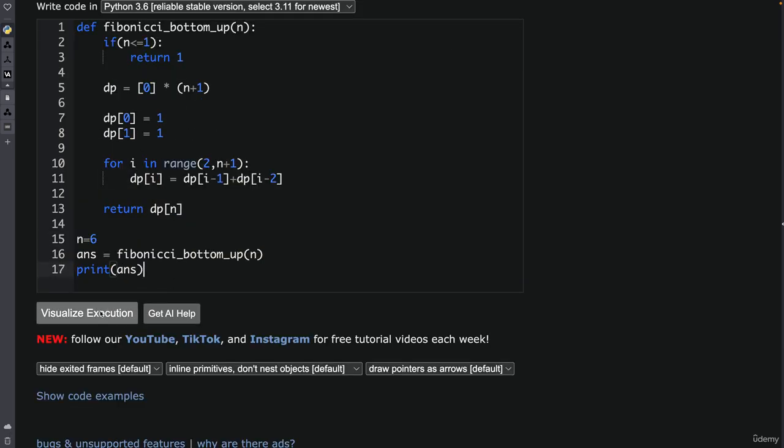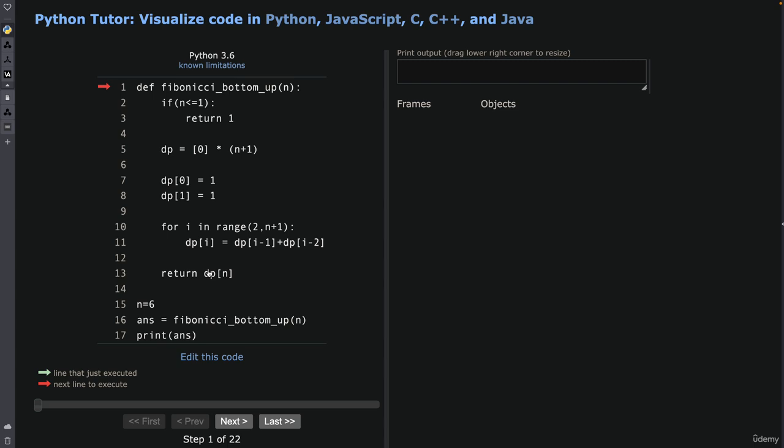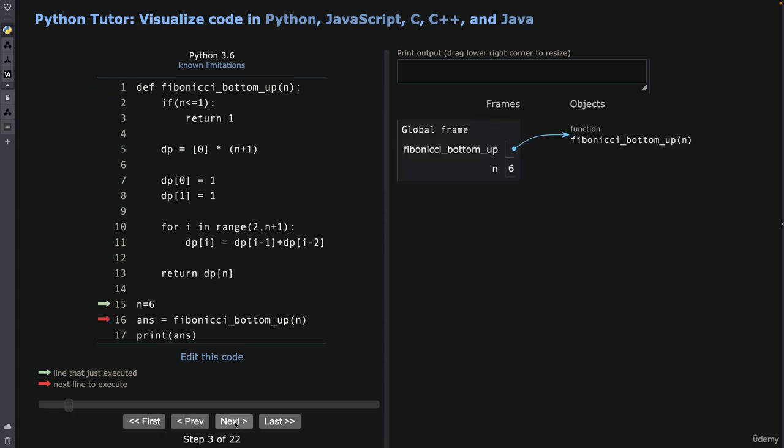First, we are not using recursion here. And let me now try to help you visualize this. Function gets defined, n equals 6, answer, Fibonacci in the bottom up. I'm calling this function, okay? But this function doesn't call other functions or is not using recursion.